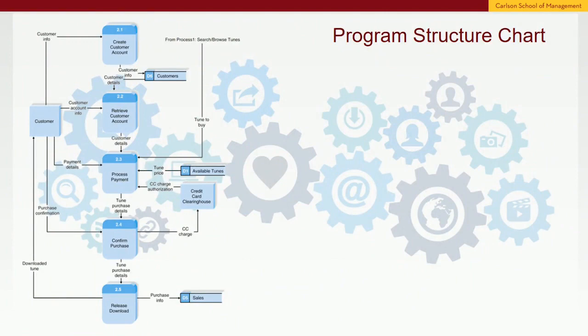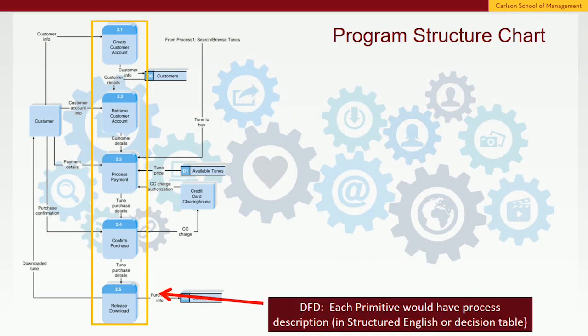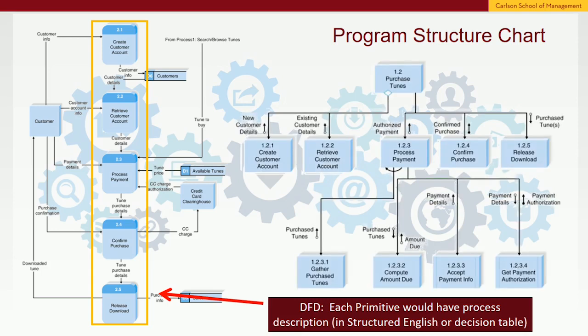Let's next look at a program structure chart. The data flow diagram breaks the process down into sub-processes. Each primitive would have a process description in structured English or a decision table, like we covered in an earlier video. That would then be used to create a program structure chart. In the structure chart on the right, you see the processes from the diagram on the left broken down into a hierarchical structure like you see here.